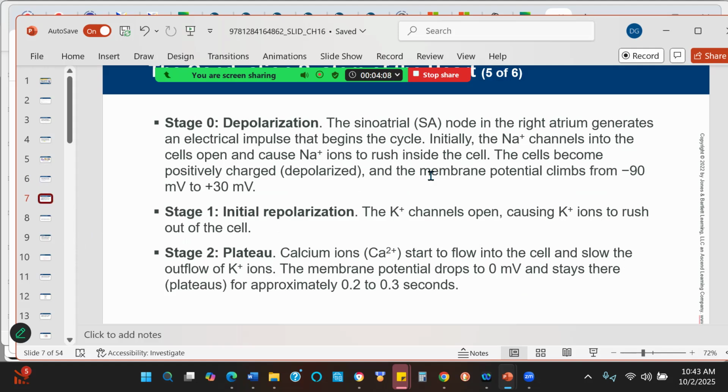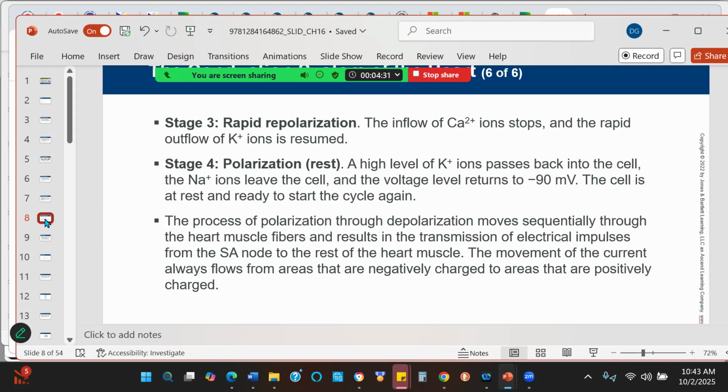Stage 0 is depolarization. The SA node initiates a signal, and the potential climbs from -90 to +30. That's the firing of the SA node. Potassium channels open. Potassium ions rush out of the cell. Calcium ions start to flow into the cell. That's stage 2. Then rapid repolarization as the inflow of calcium stops and the rapid outflow is resumed. And then polarization, which is the resting phase. So that's really all you need to know about that. That's the physiology behind the heart, but it doesn't really affect what we do clinically every day.